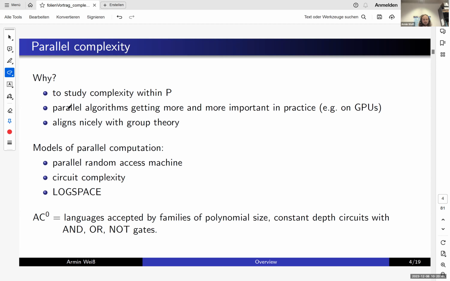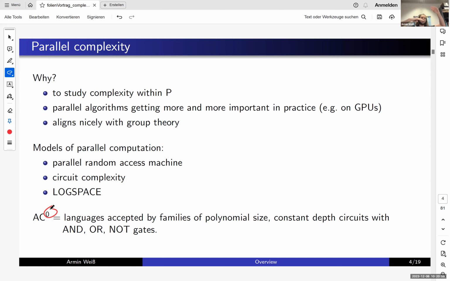So we always talk about families of circuits. AC0 means we bound the size of the families by some polynomial, and we bound the depth by some constant. So the 0 here stands for constant depth. And then we allow AND, OR, and NOT gates, so just the use of Boolean gates.